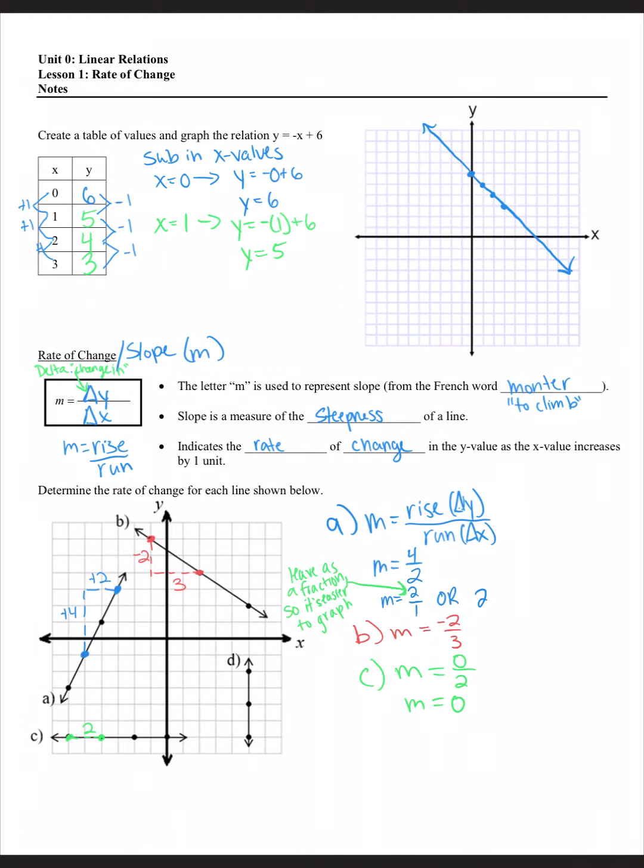And hopefully intuitively that makes a bit of sense, because if I have a completely flat line, as flat as the floor, there is no steepness to it, right? It has a steepness of 0. So that should logically make sense that the slope or the rate of change would be 0.